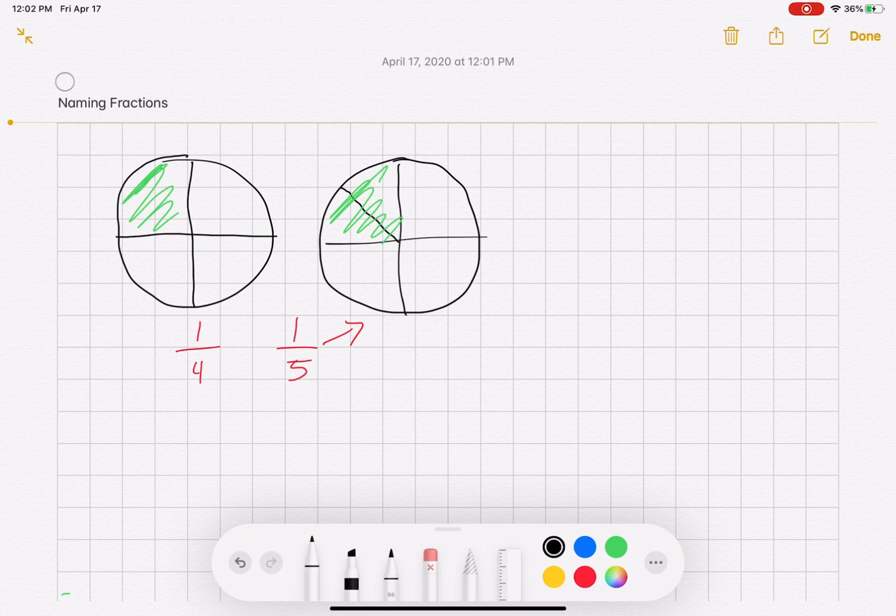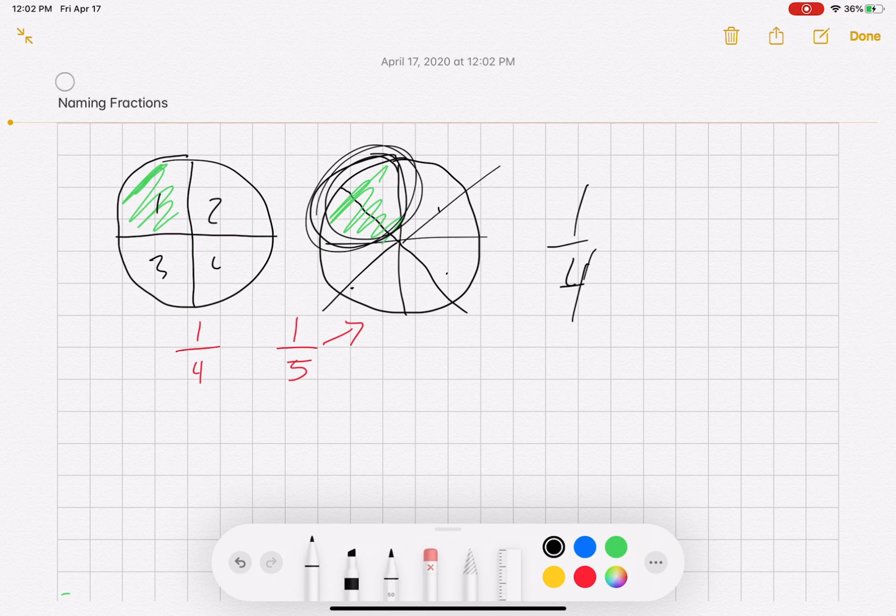So if I'm reviewing what I know about fractions, I know that if something is a fraction, the parts need to be equal. So if I'm comparing these two fractions, this whole section here is equal to these sections here. If I wanted to make it equal the other way, I would have to draw more lines in there to make it equal. But I can say that this is 1/4.